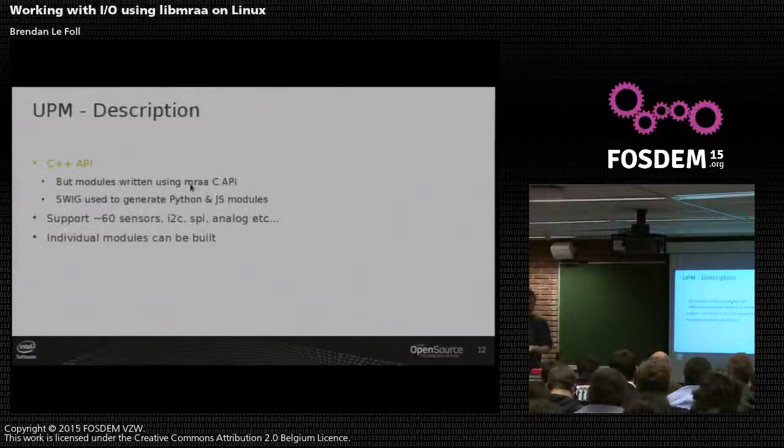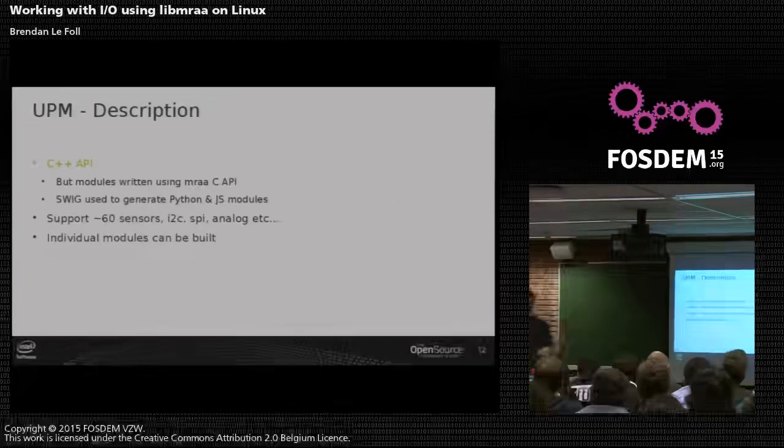The UPM API builds individual libraries for pretty much every sensor or sensor class. We try and regroup sensors that reuse code together, but there are individual libraries. So if you want just one sensor, you just build that one sensor library for yourself, or you build the whole thing and you just chuck it on your board. It depends what exactly you want to do.